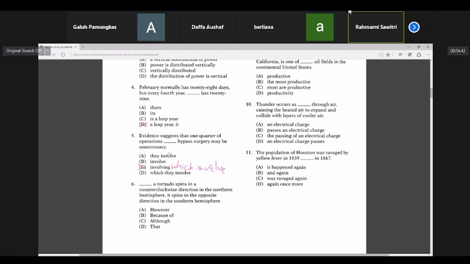Well, somehow D is a good distractor. Here we have which they involved. We may think that this one is the correct one, but it is incorrect because here we have double subjects. Here we have which, and this which refers to operations. And then we have they. This they also refers to operations. So that means we have a double subject. What we need is which involved. Tapi itu tadi, which involved, kok tidak ada bentuknya yang which involved? Well, the clause now becomes a phrase. So what we have here is involving bypass surgery.